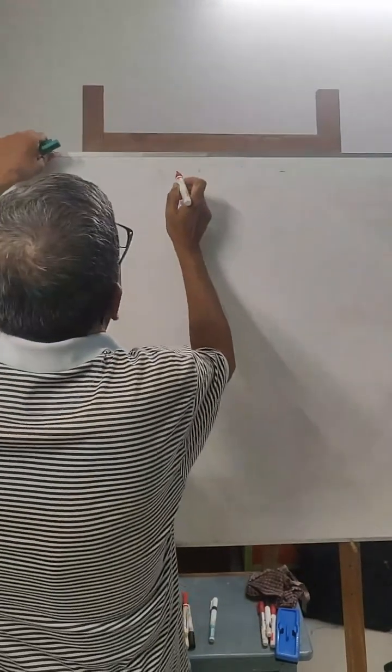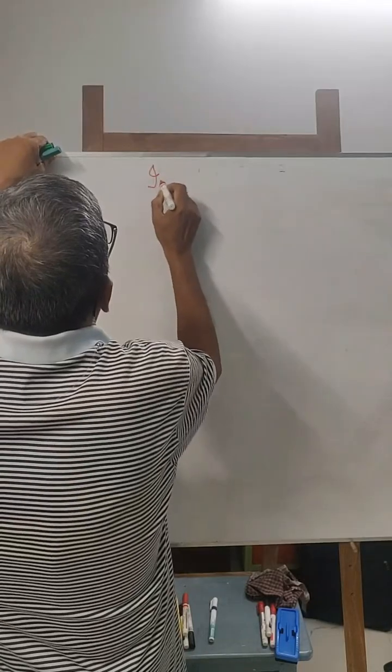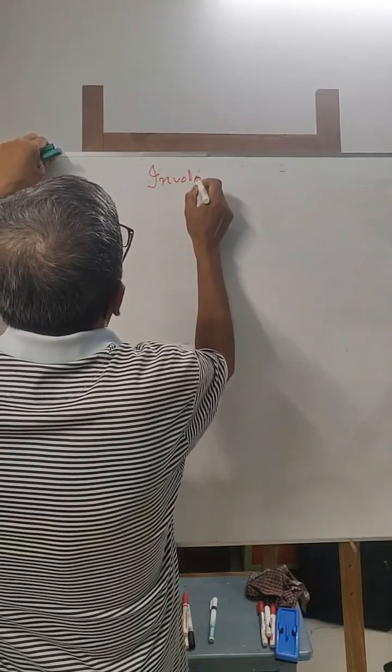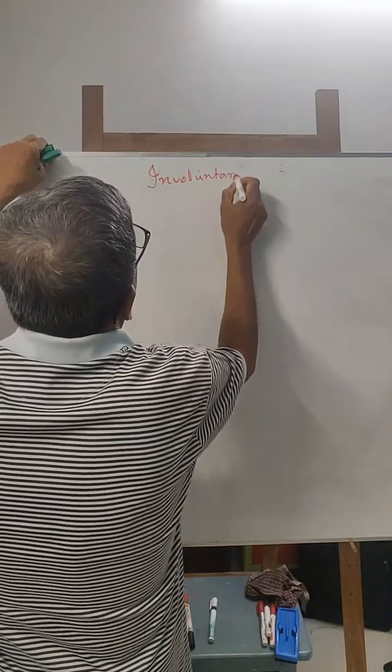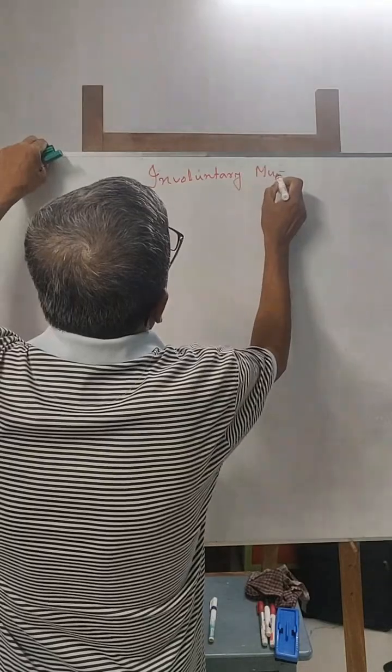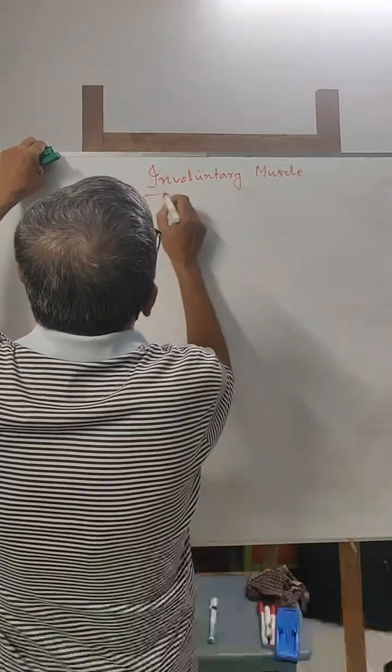Today I will discuss the involuntary muscle. Involuntary muscle, or non-striped muscle, or non-striated muscle, or unstriated muscle.